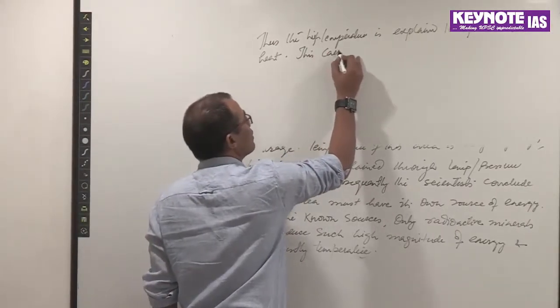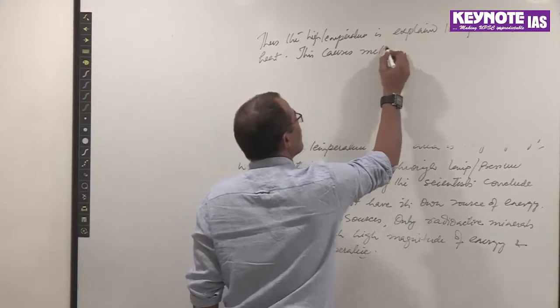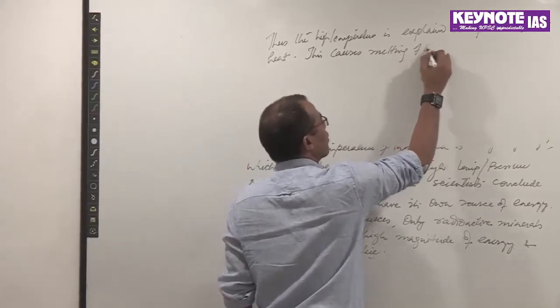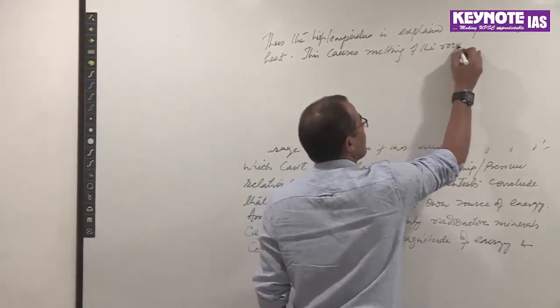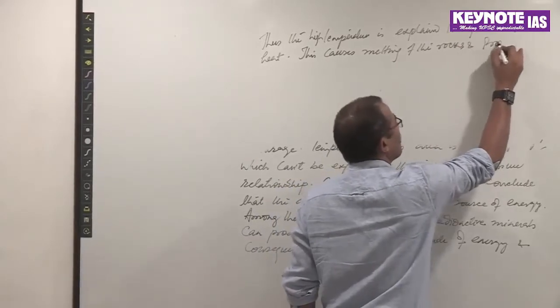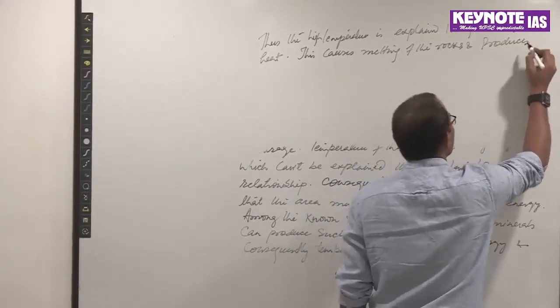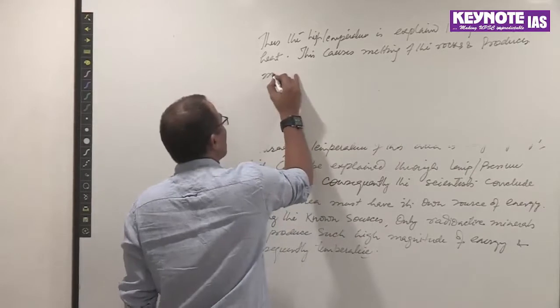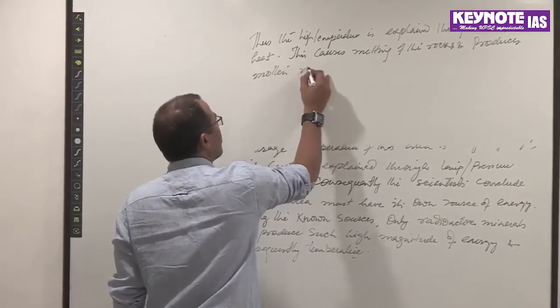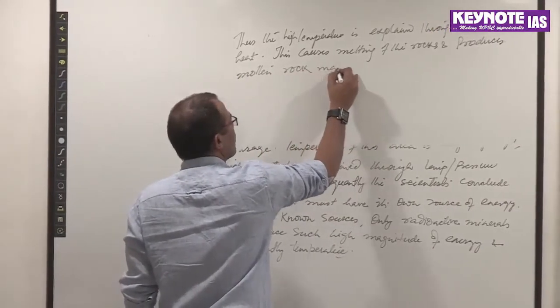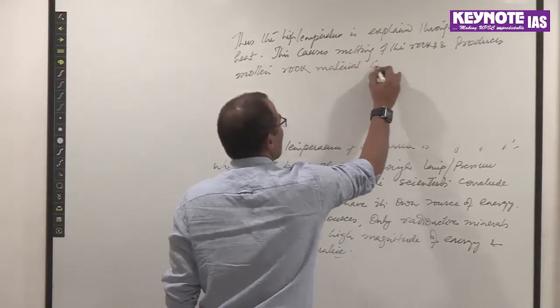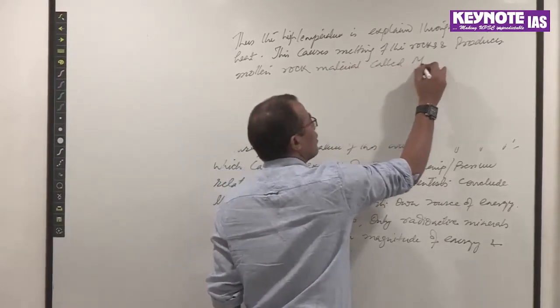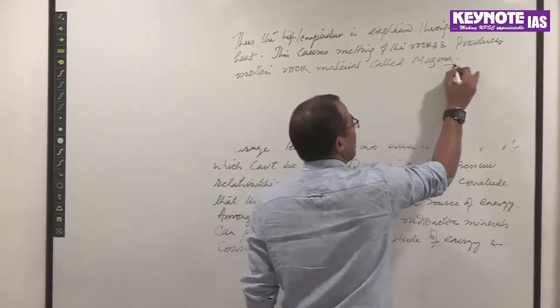This causes melting of the rocks and produces molten rock material called magma.